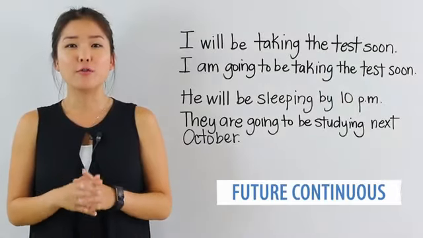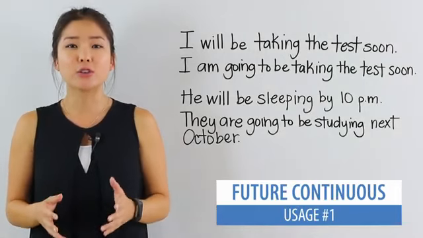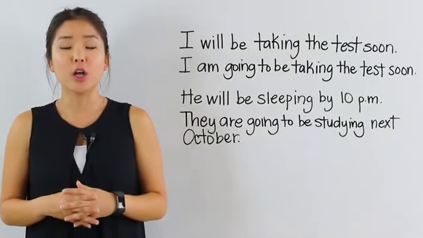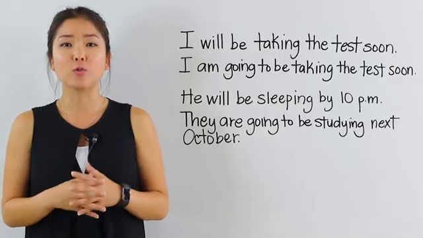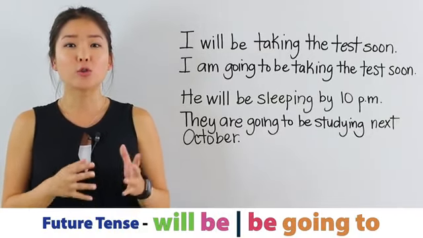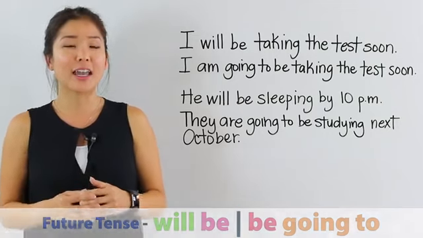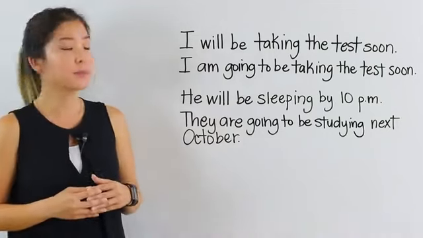One usage of the future continuous tense is to talk about an ongoing action that will happen in the future. We include when this action will be happening. We can use will be or be going to be to do this. Let's take a look at some examples.